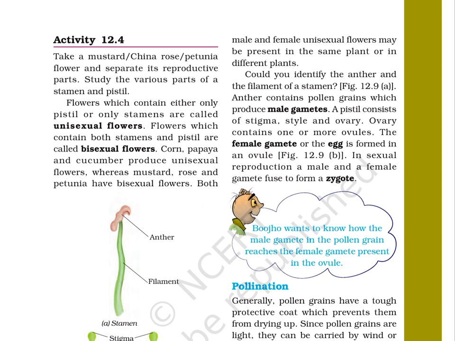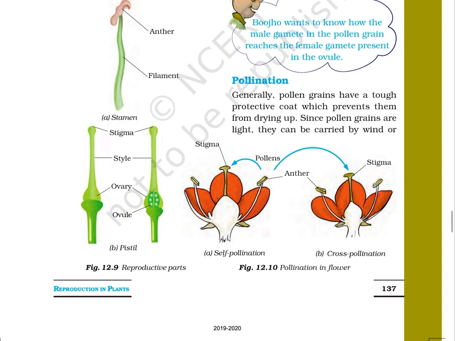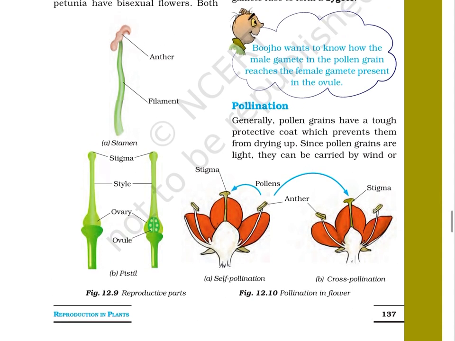Figure 12.9 Reproductive Parts. A. Stamen. At the top of the stamen is the anther. The anther is connected by a green tube-like structure which is the filament.